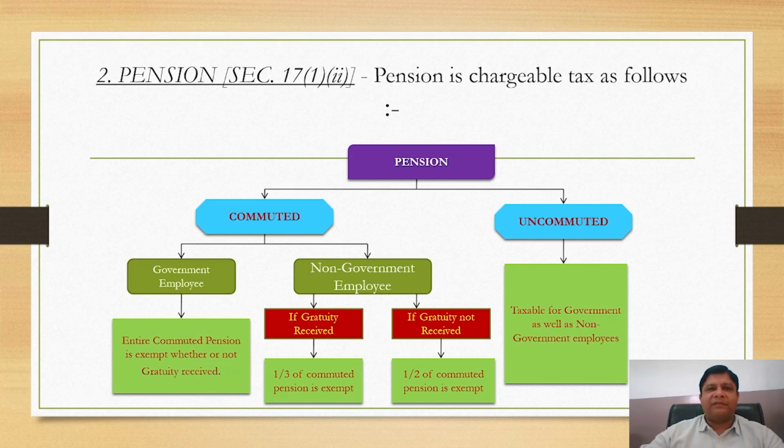For a non-government employee, if gratuity is received, then 1/3 of the commuted pension is exempt, and if gratuity is not received, then 1/2 of the commuted pension is exempt. In case of uncommuted pension, it is taxable for government as well as non-government employees.